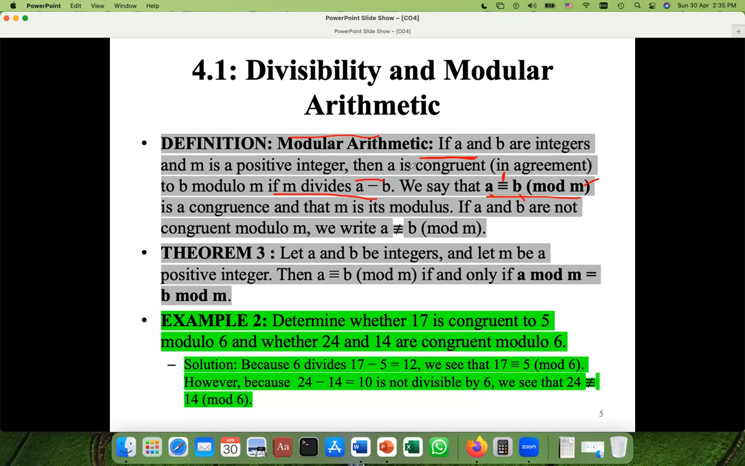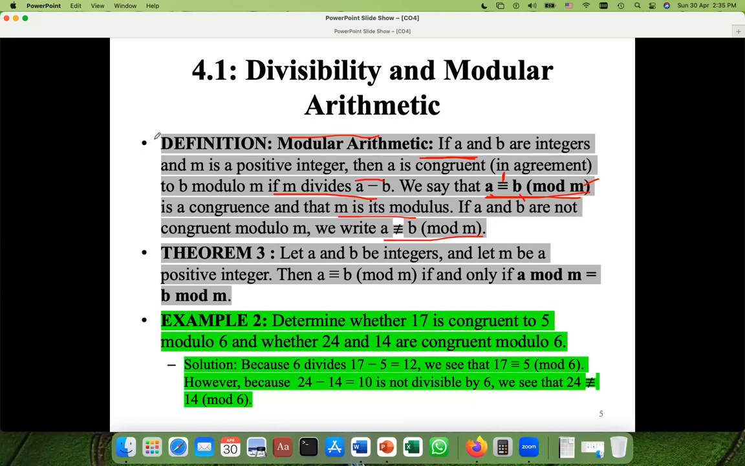And you can represent that congruence with this equation: A congruent to B mod M. M is what? M is the modulus. And when A is not congruent to B modulo M, how can you represent it? With this notation: A congruent, and you have to strike it out, A not congruent to B mod M.